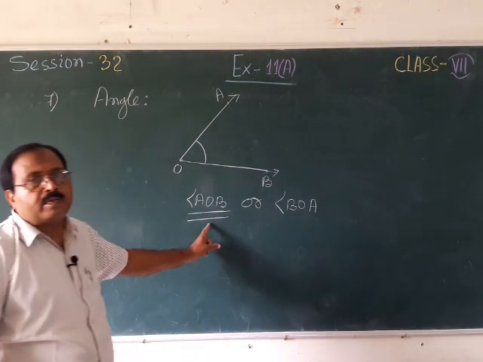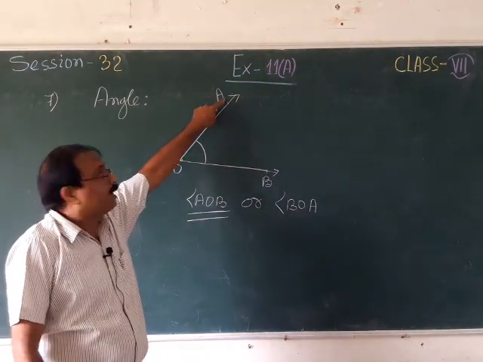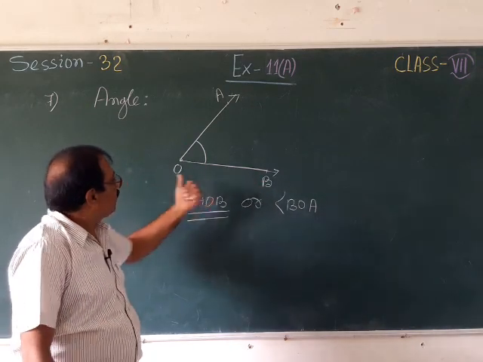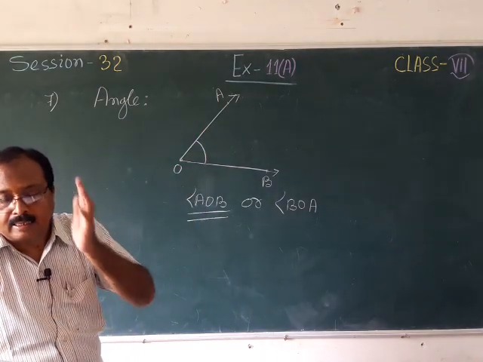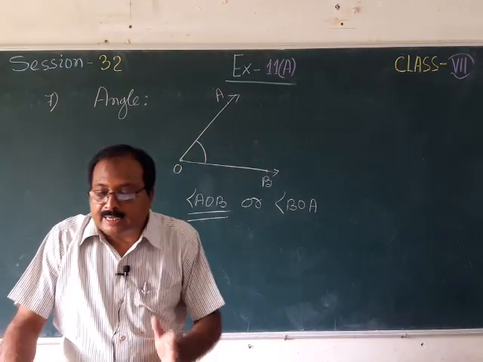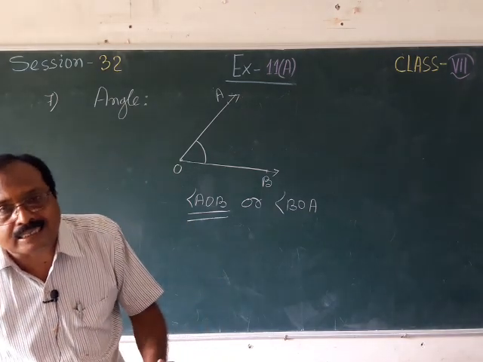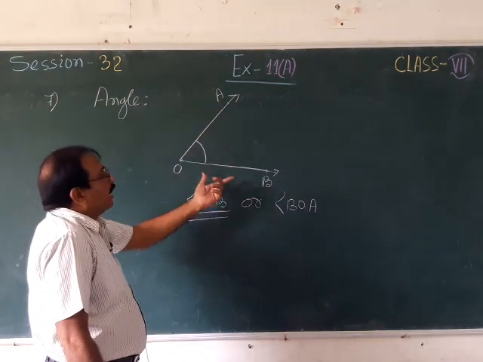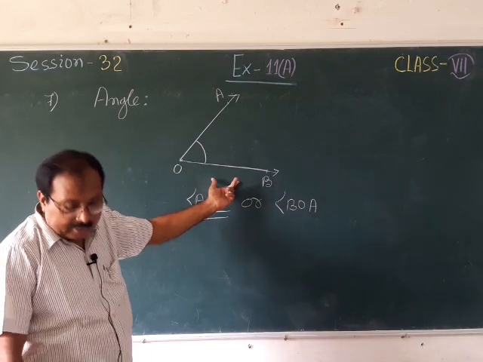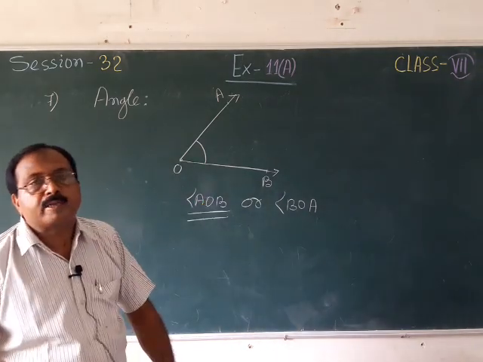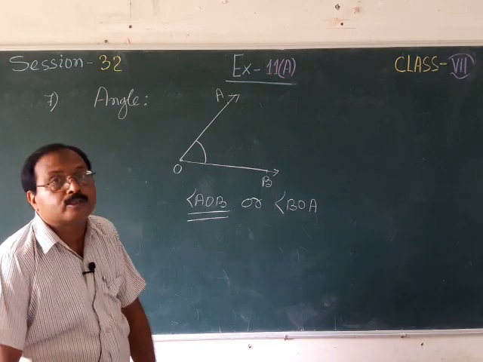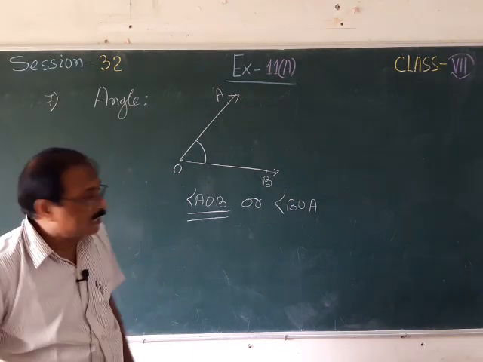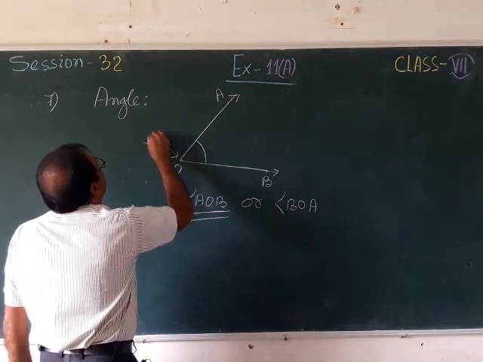So angle AOB or BOA, when you start reading from here it is AOB, and when you are reading it from there, it is angle BOA. So both are the same angles. The rays that make an angle are called the arms or the sides. Here OA is one arm of the angle and OB is the other arm of the angle. That means an angle always has two arms. Then one common initial point is called the vertex of the angle.